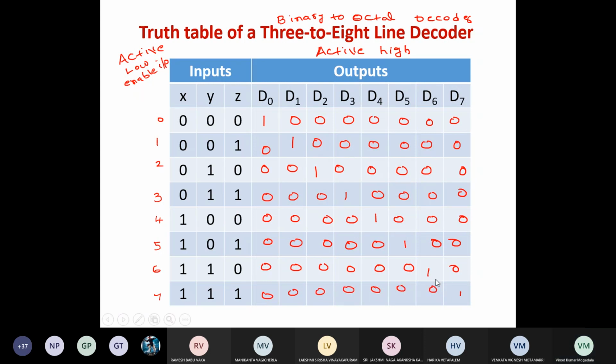Right? So here I will stop. In the next module, we will see how to implement a Boolean function with the help of a decoder.